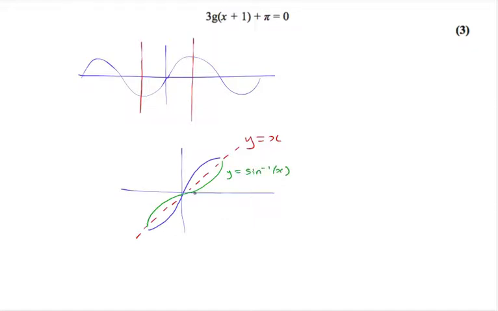So the green graph is the answer, so it might help to draw it separately and label. Remember that the domain for the original function becomes the range for the inverse, and the range of the original becomes the domain for the inverse.